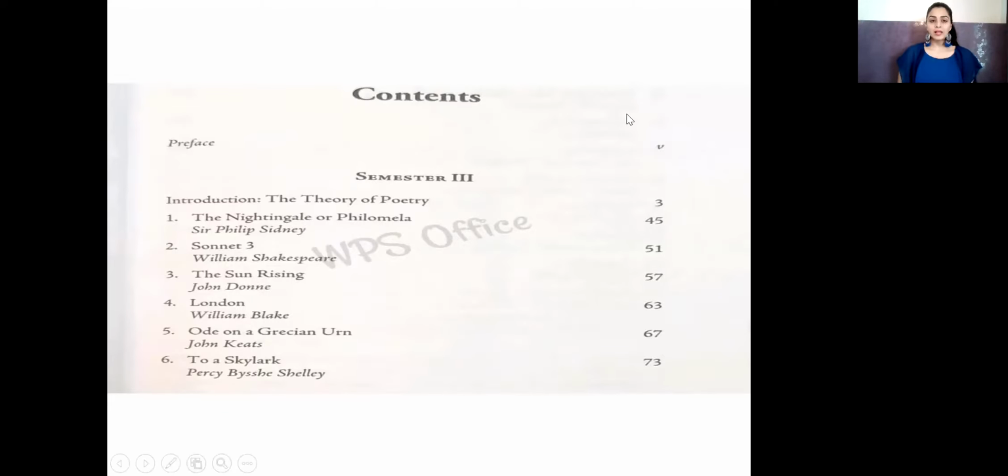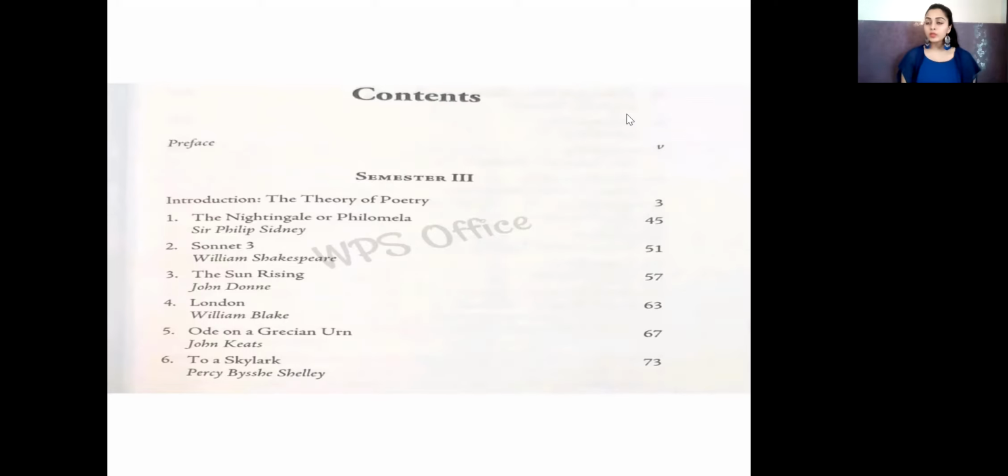So this slide that you can see on top is the same thing over here in the first page, semester 3 portion. So you can see the contents of semester 3. The first thing is introduction, the theory of poetry. This is the most important thing. Even before we start with the poetry, the introduction is the most important part in it. The introduction of poetry is what you will learn.